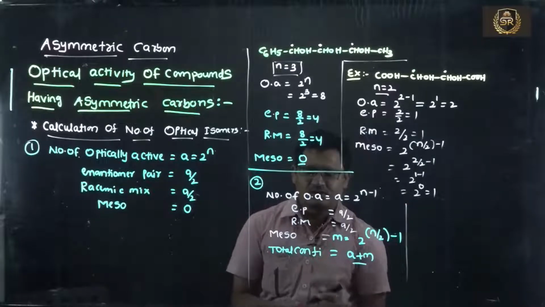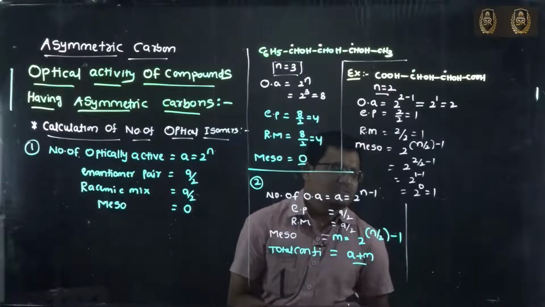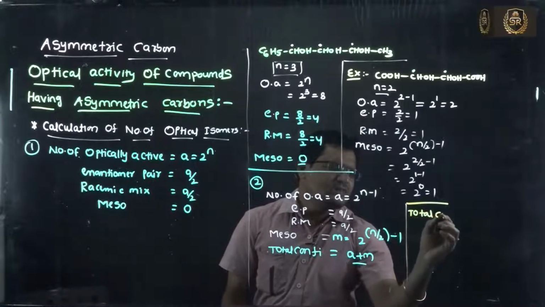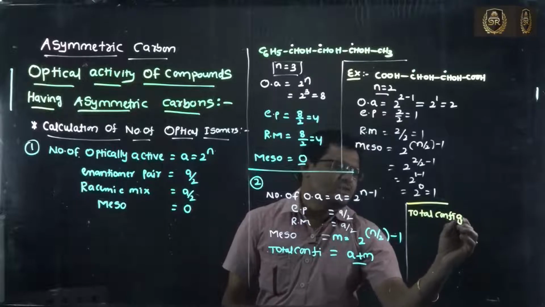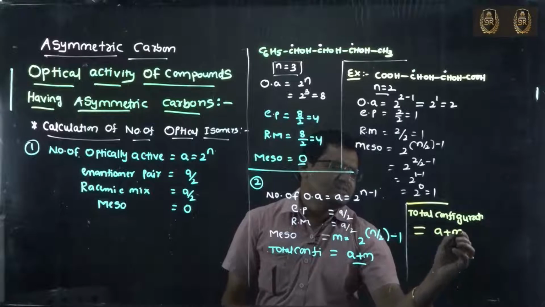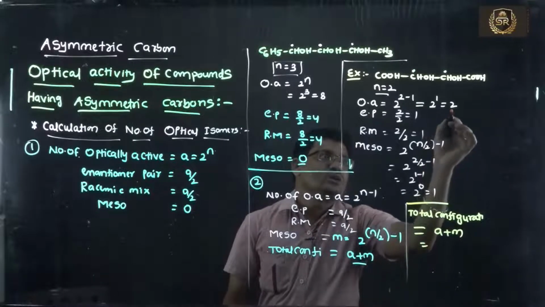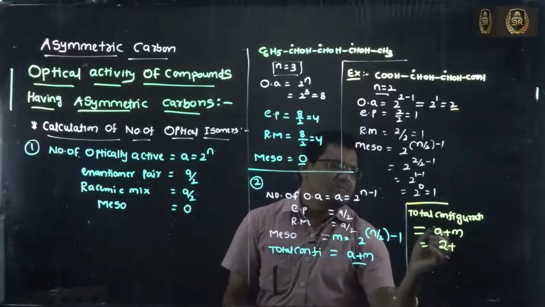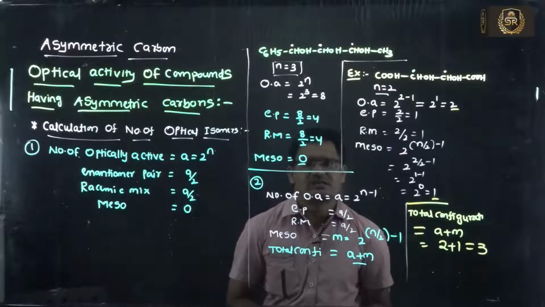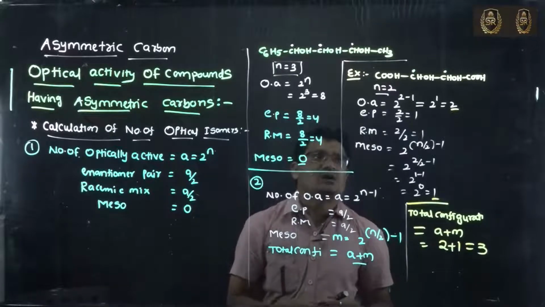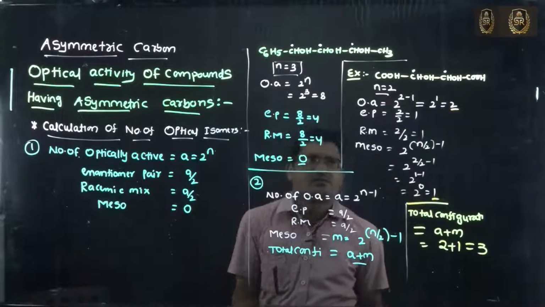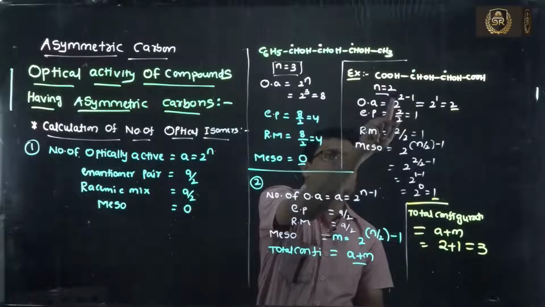Now what happened here, total configuration. Total configuration equal to A plus M. A is nothing but how much? A equal to 2. 2 plus M, meso is 1. The total configuration is 3. What condition is used? It can be divided into two identical halves, but even numbers.